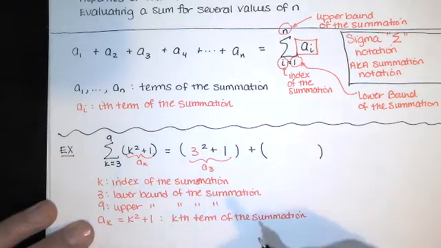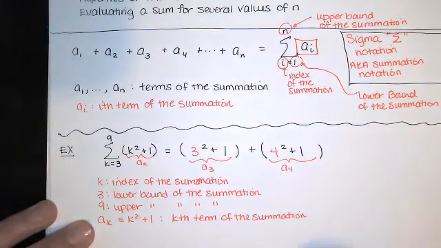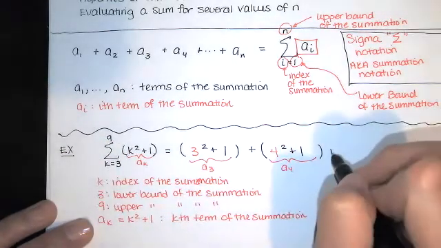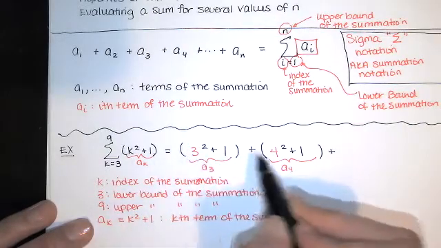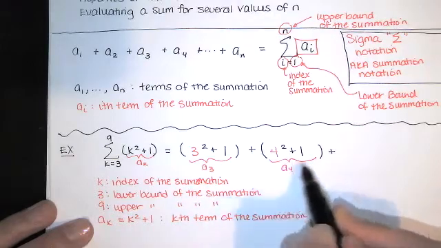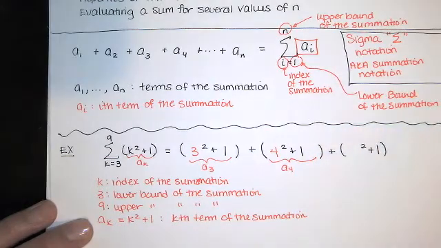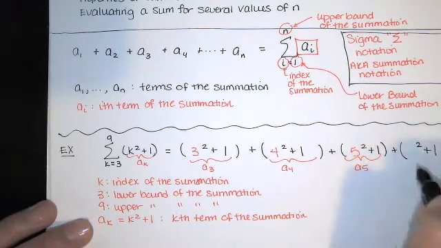When k equals 4, we'll call that a sub 4. We'll get that. We're going to keep going until we get to 9. So we have k equals 3, we substitute, and then we add. Then we let k equal 4, we substitute, and then we add. Then we let k equal 5, we substitute, and then we add. That's a sub 5. Then we let k equal 6, we substitute, and then we add.